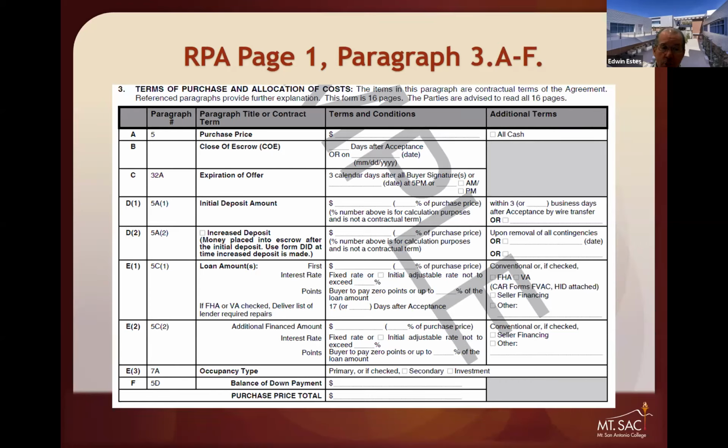Dropping down to E2, okay, additional finance amount if you're going to have junior financing, a second loan or whatnot, and then clarification of that in column 5. Down to E3, we have a new addition of an occupancy type. So if you go over to paragraph 4/5, the default language is primary residence. And what do we know about primary residence? That's where you're going to get the best loan terms in terms of lower interest rates and lowest deposit.